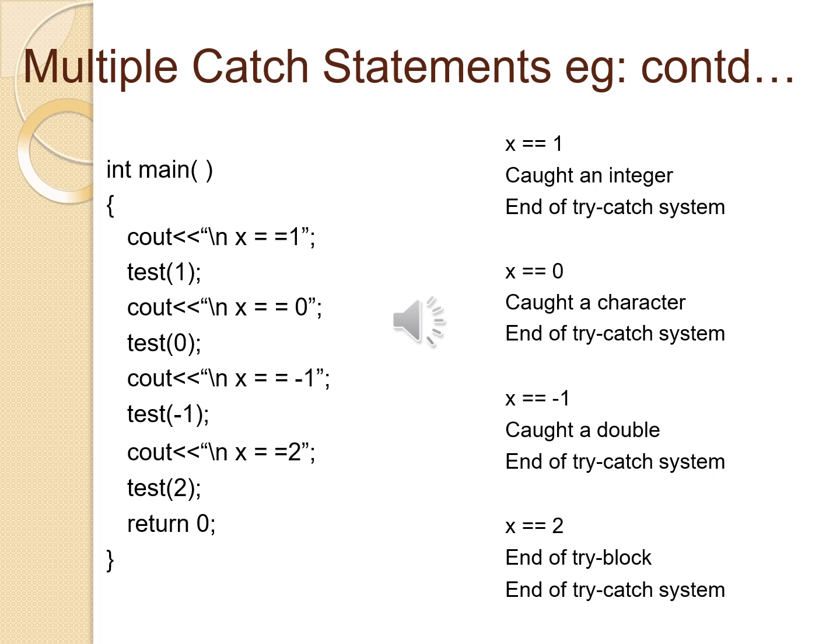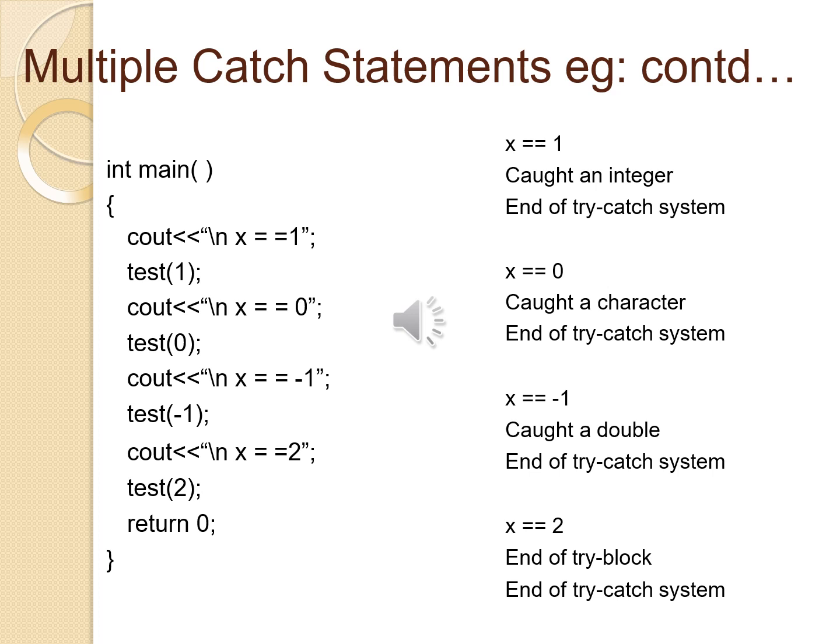In the main program, we are having cout x equal to 1. See the output on the right hand side. X equal to 1 is printed, and you're calling the function test by passing the value of x, that is 1. So in the function test, when x equal to 1, you would throw 1. So the second catch with integer data type would be executed, caught an integer, and end of try catch statement.